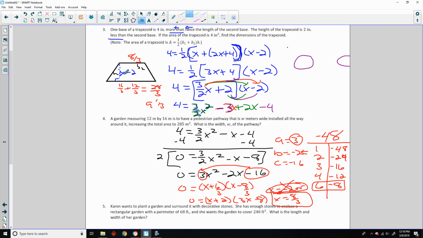Okay, and the height is 8/3 minus 2. Well, 8/3 is 2 2/3, so the height is 2/3. Okay, so 2/3 is the height, 8/3 is base 1, and 9 1/3 is the other base. Or 8/3 is base 2, and 9 1/3 is base 1.